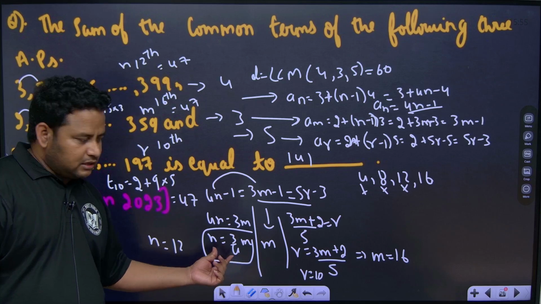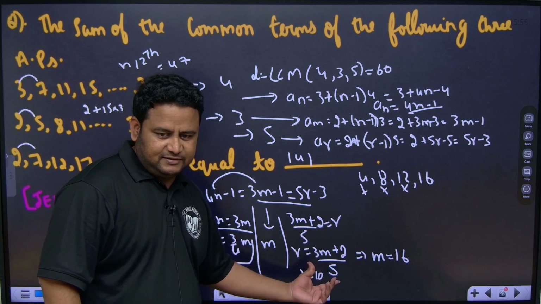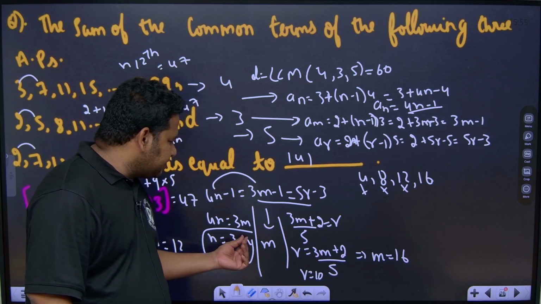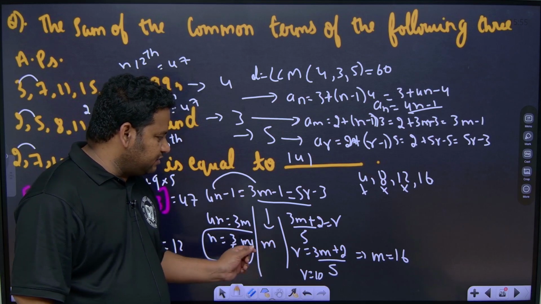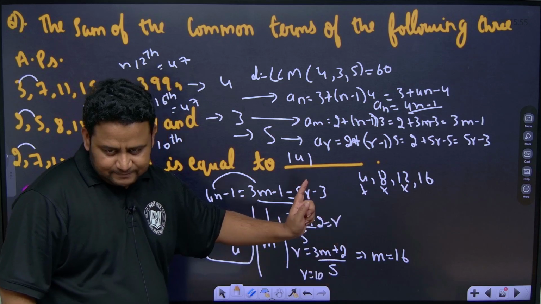Otherwise, you take this only. We have to get some value which is divisible by 5. So if I have to divide by 5, what do I have to get? I have to get some value which is ending with 0 or ending with 5.